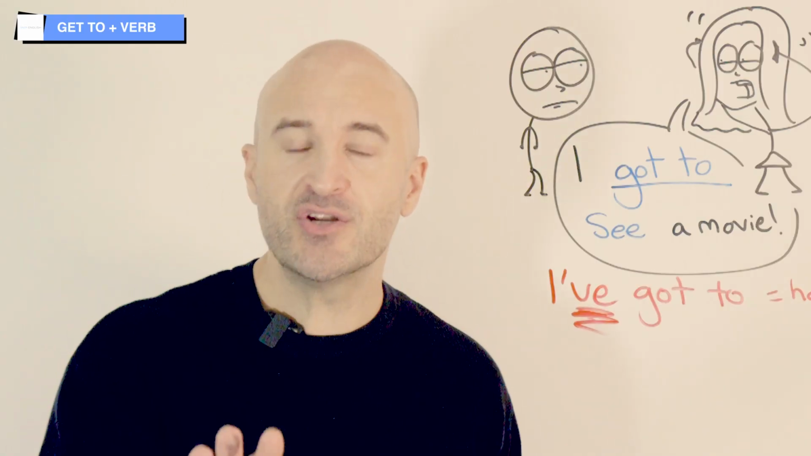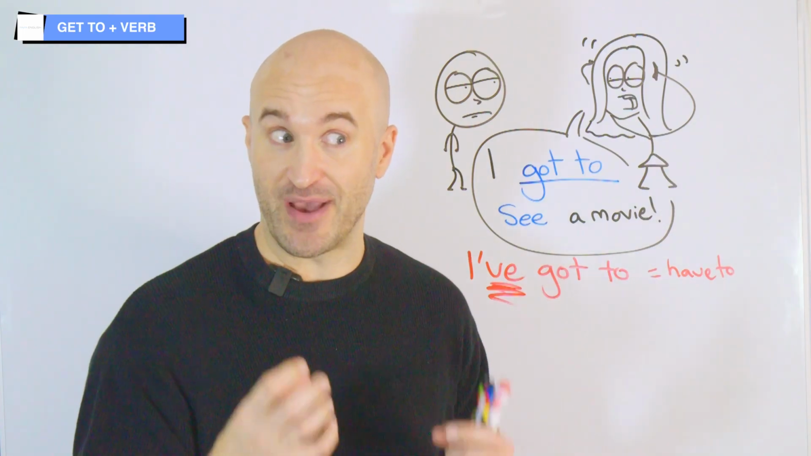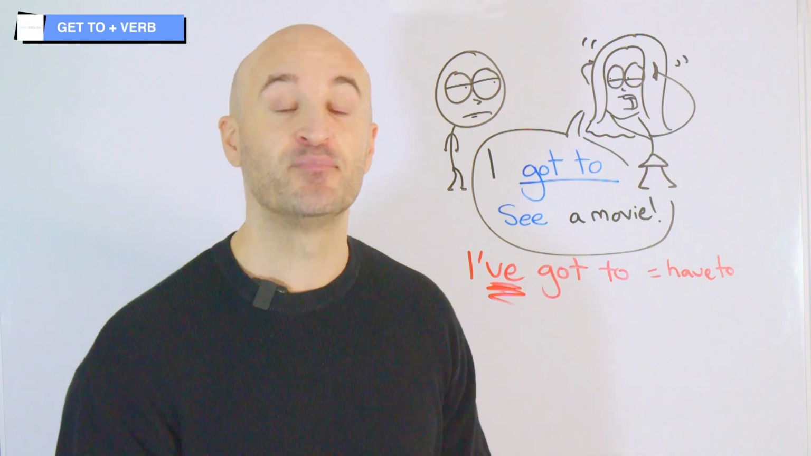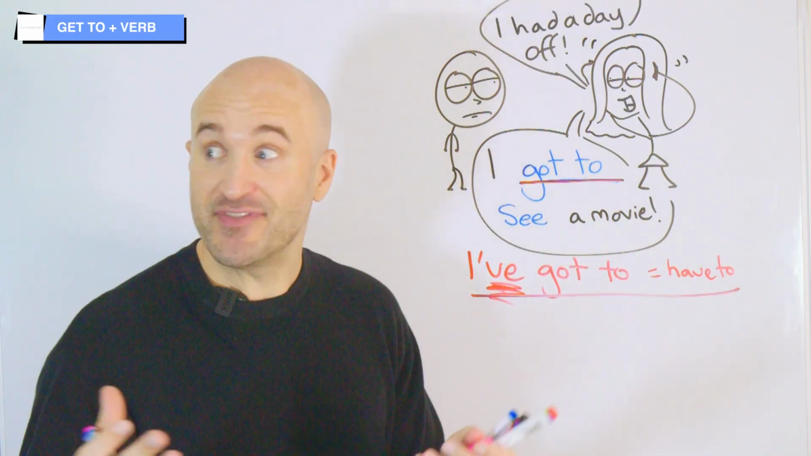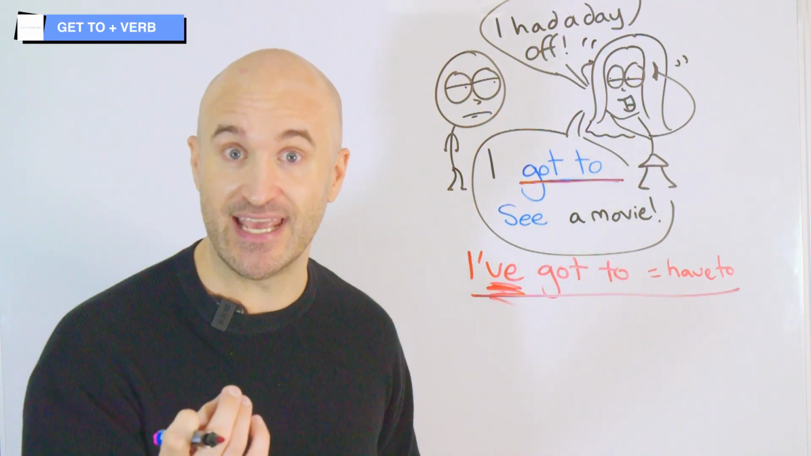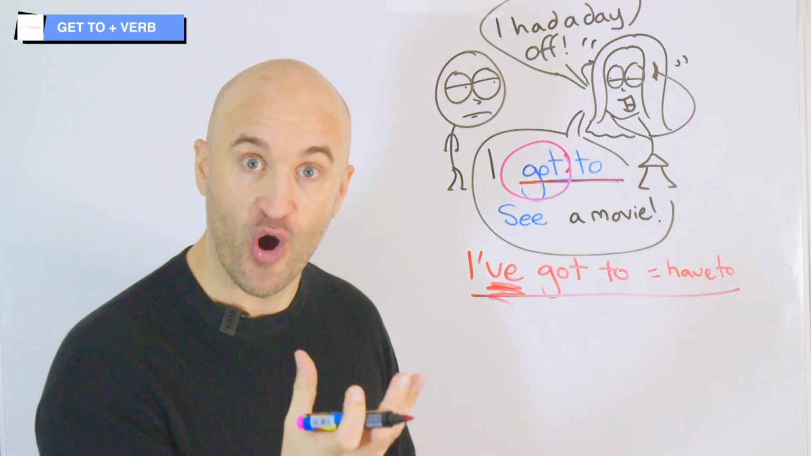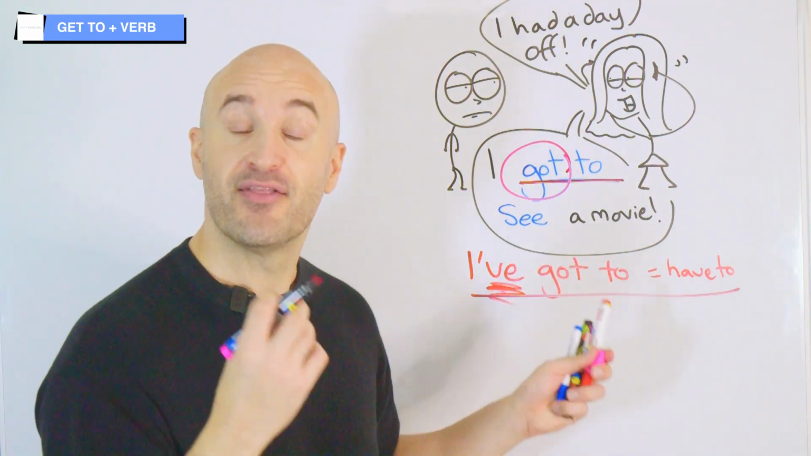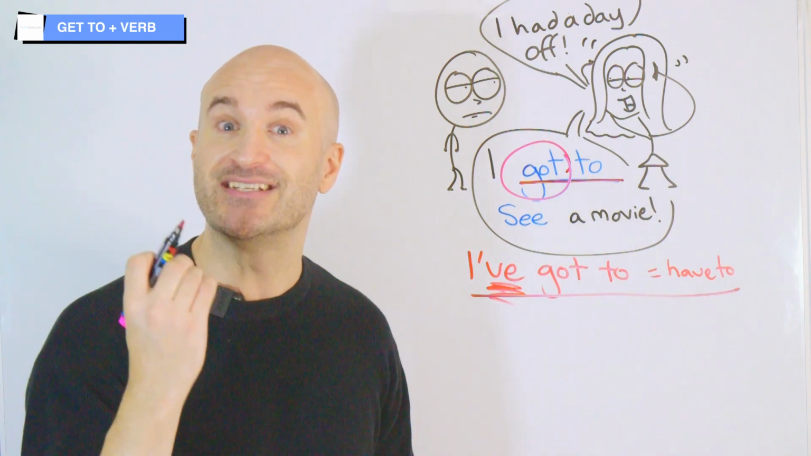But imagine you are very, very busy. If you have the opportunity, you have the chance to see a movie, you can use the exact same structure. I had the day off. I was free. I had the opportunity to see a movie. Now this got with a to verb, this means you had the opportunity. You managed to do something difficult.